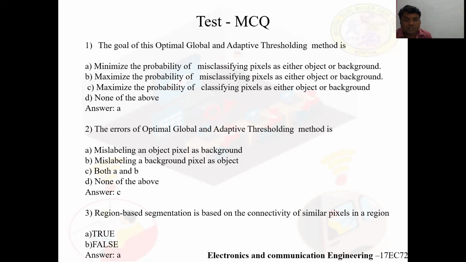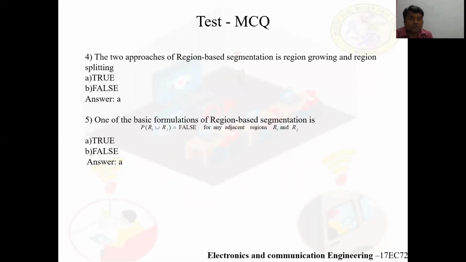Region-based segmentation is based on the connectivity of similar pixels in a region. True or false? The answer is true. The two approaches of region-based segmentation are region growing and region splitting. True or false? It is true. One of the basic formulations of region-based segmentation is P of Ri union Rj is equal to false for any adjacent regions Ri and Rj. The answer is true.